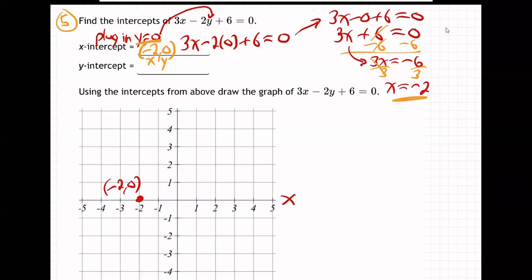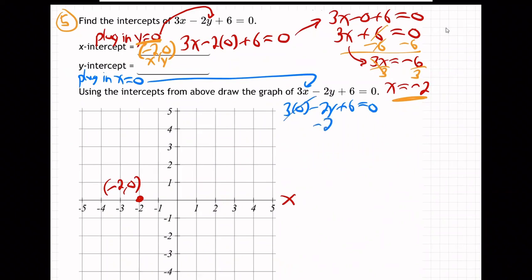Okay, next, let's do the y-intercept. Now, how are we going to find the y-intercept? Well, likewise, we're going to plug in x equals 0 to the equation. So I'm going to take the equation right over here. Let me just do it right here. Plug in right there, x is 0. We get 3 times 0 minus 2y plus 6 is 0. So that's just gone, that's just 0. Minus 2y plus 6 is 0.